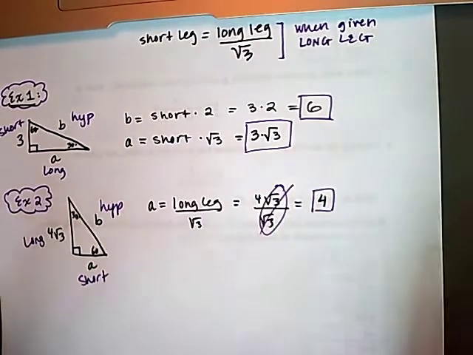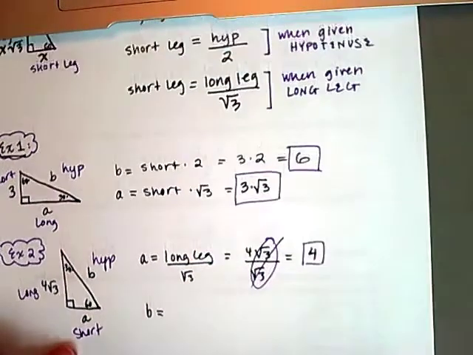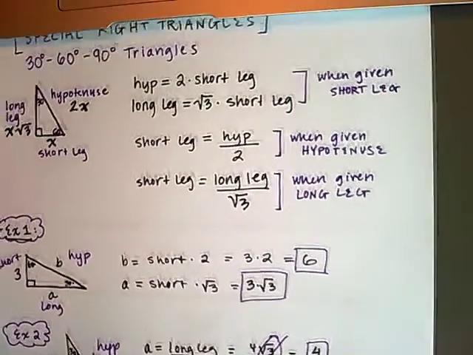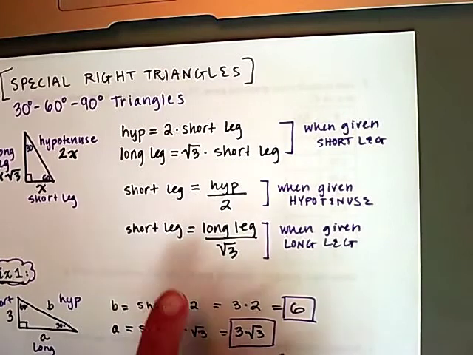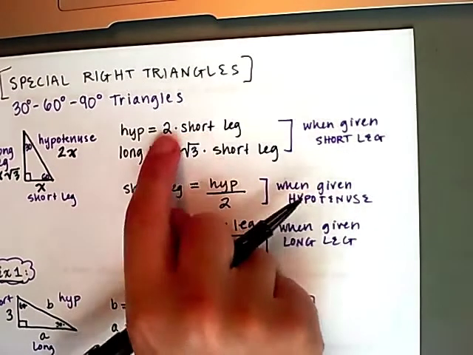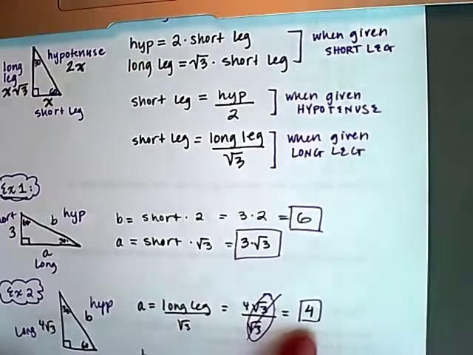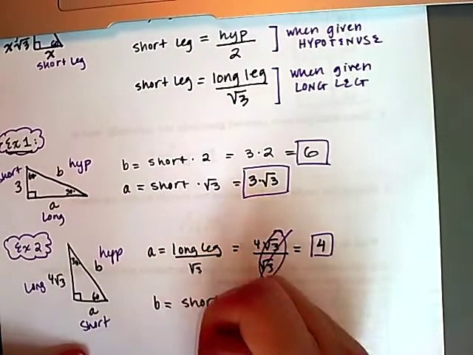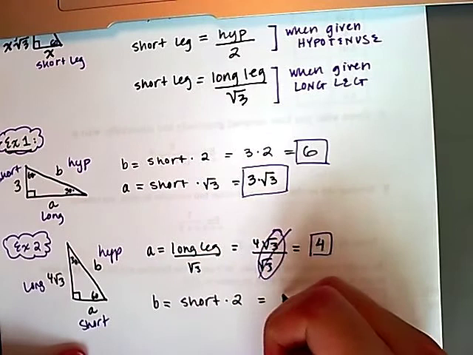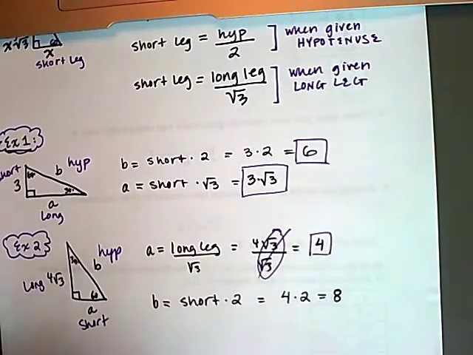Now, if I want to find my hypotenuse, or B, I don't have a formula that goes straight from the long leg to the hypotenuse, but I do have that 2 times the short leg is the hypotenuse, and I just found my short leg was 4. So we'll do short times 2, which is 4 times 2, which is 8, to get my hypotenuse.